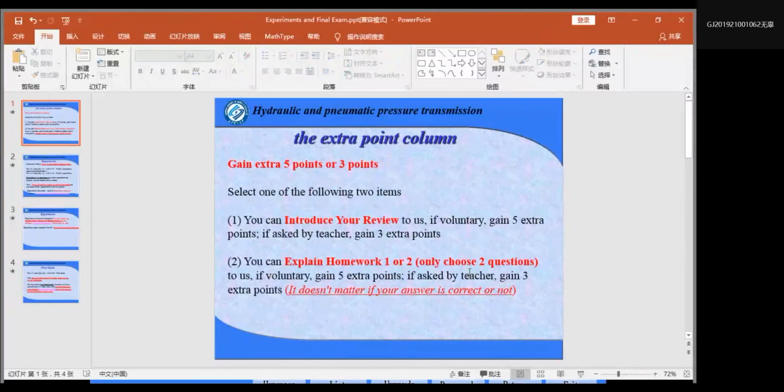When to do this? 老师. Okay. Please wait. I'll introduce the rules of the extra point column.